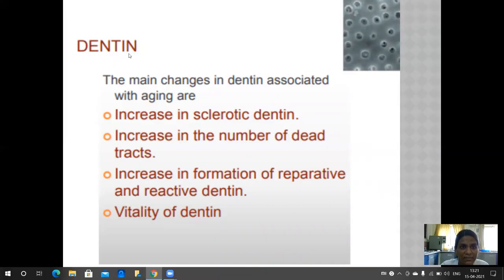Next, the second layer, that is the dentinal layer. The main changes in dentin associated with aging are an increase in sclerotic dentin, an increase in the number of dead tracts, and increased formation of reparative and reactive dentin, along with changes in vitality of dentin.